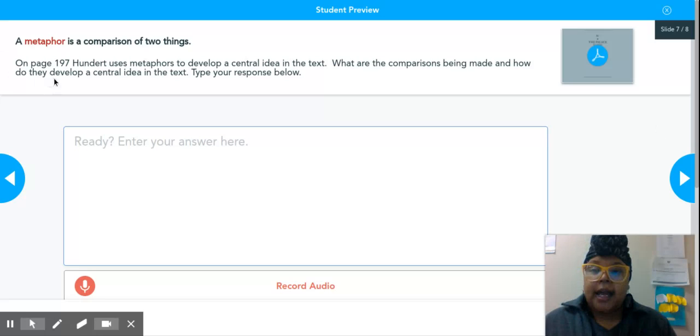This one is a tad different. I gave you the definition of a metaphor, and a metaphor is when you compare two things. On page 197, there is a use of metaphors to develop a central idea in the text. Your job is to find this metaphor and talk about what is being compared and how what's being compared develops a central idea of the text. And you'll type your response here.